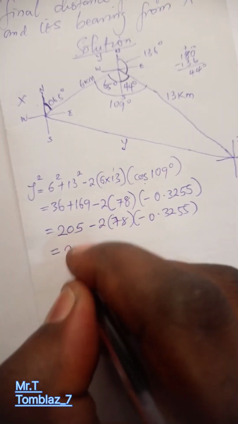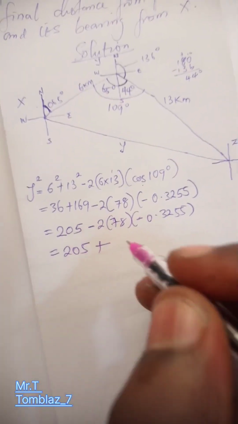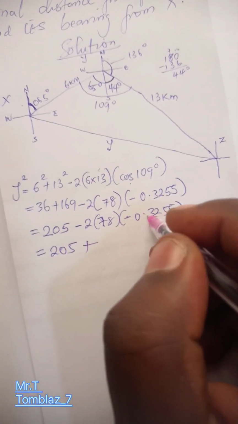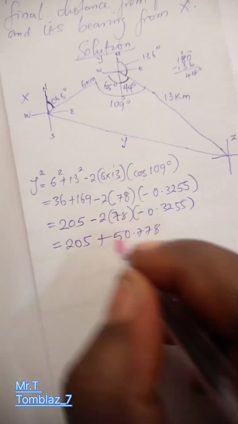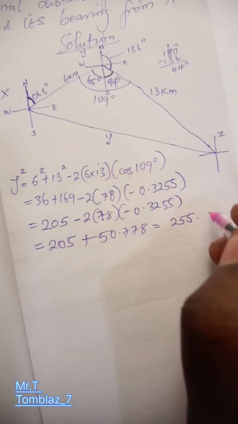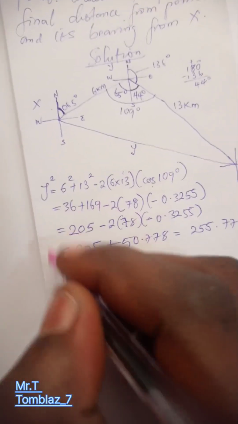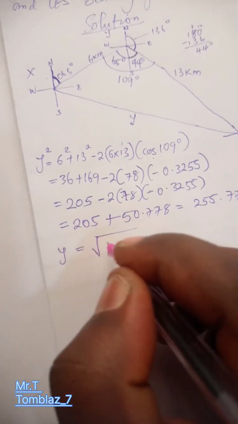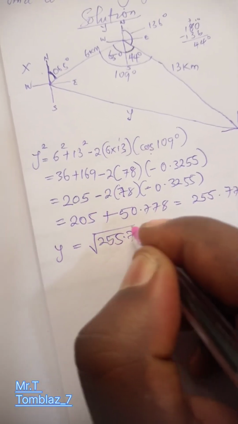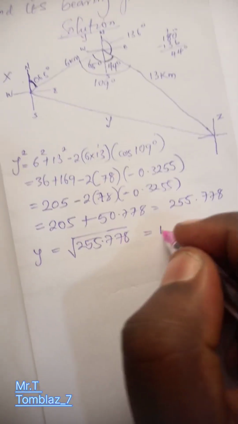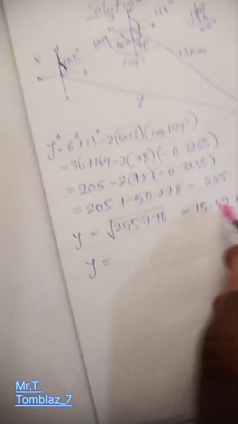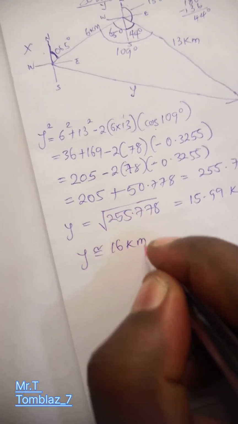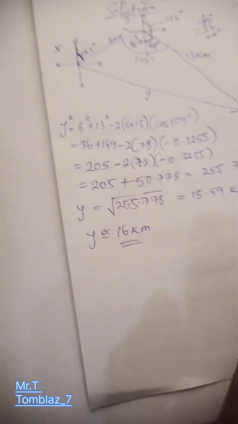So let's solve this aspect. This one will remain here. Minus times minus will turn it to plus. So 2 times 78 times 0.3255 is going to give us 50.778. So when we add these two together, we'll have 255.778. Now we are looking for y, not y squared. So y will be equal to the square root of 255.778, and that square root will give us 15.99 kilometers. Since all our distances are whole numbers, let's approximate this to 16 kilometers. So we have answered the first question.